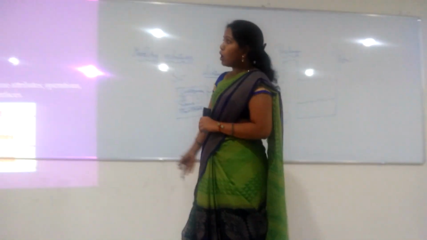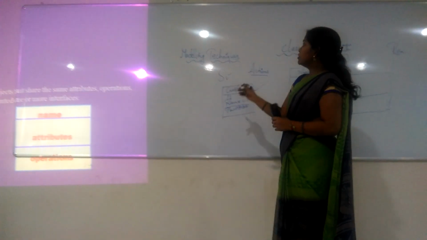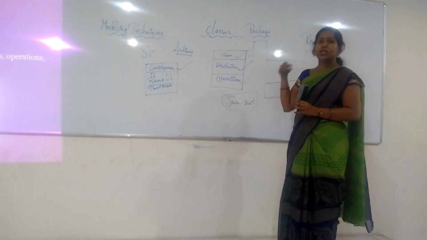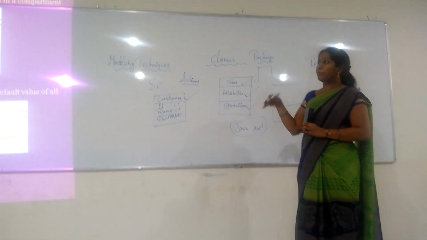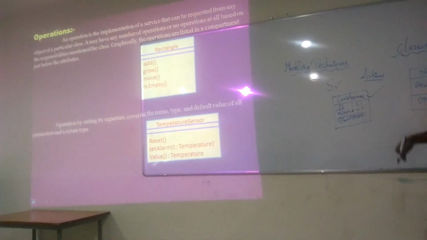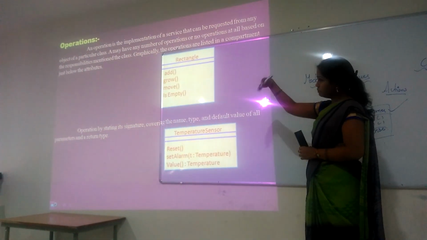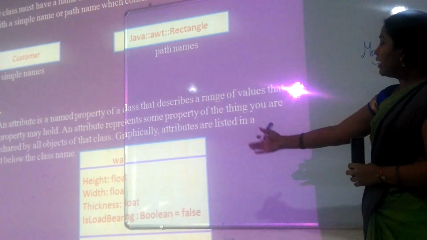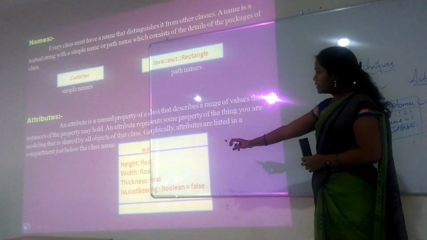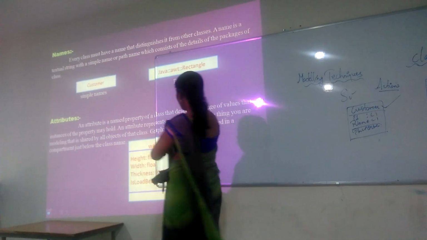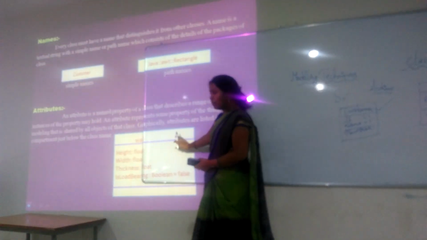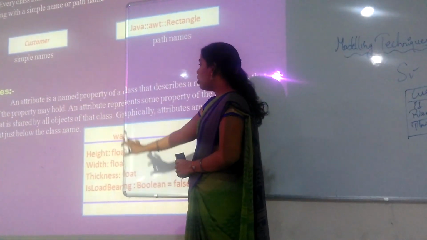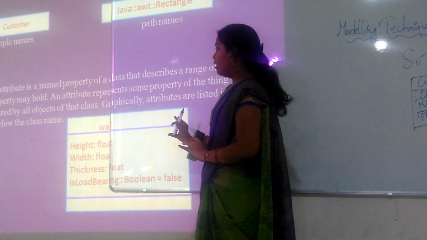Next, coming to operation and action. Just now we discussed that if I use this blackboard for writing, that is an action called an operation. Here we have taken an example of a ball. The name of the class is ball. The attributes are height, width, thickness, all of which come under attributes.